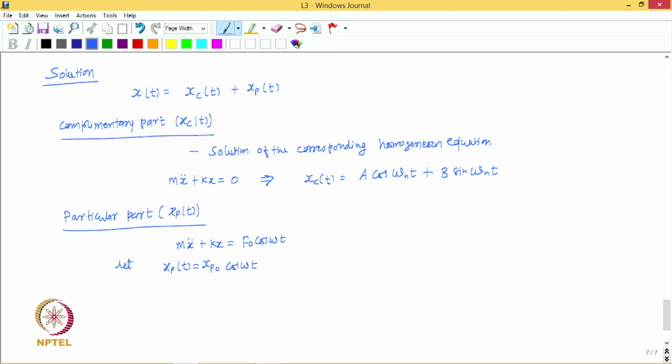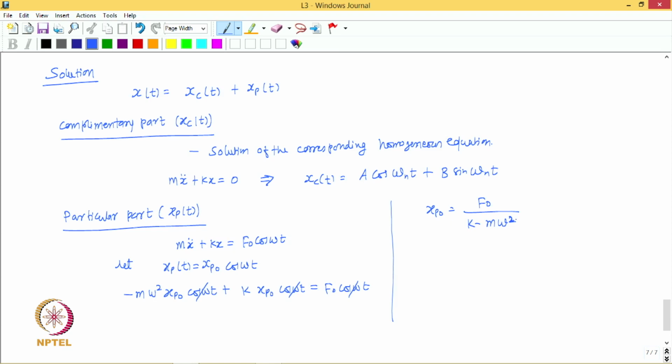Now we can substitute this in the differential equation, because if that is the solution, it must satisfy the differential equation. When we do that, what we get is minus m omega square x p naught cos omega t plus k x p naught cos omega t is equal to f naught cos omega t. So, cos omega t would cancel out, and what we get is x p naught is equal to f naught upon k minus m omega square.